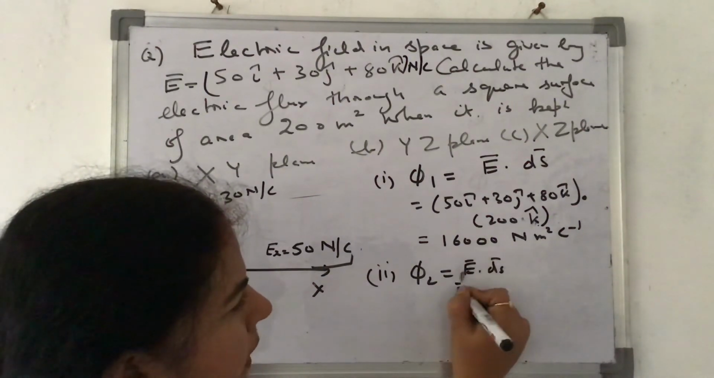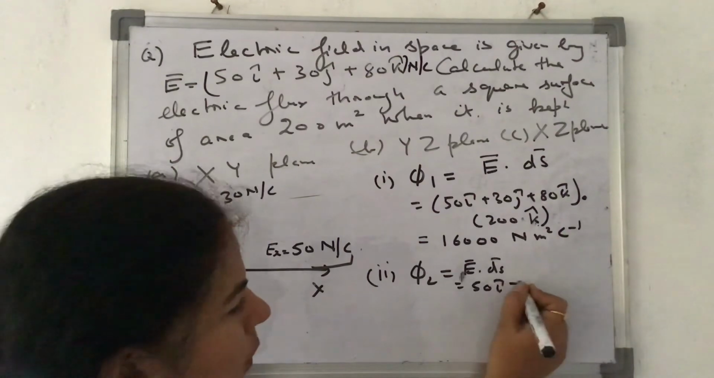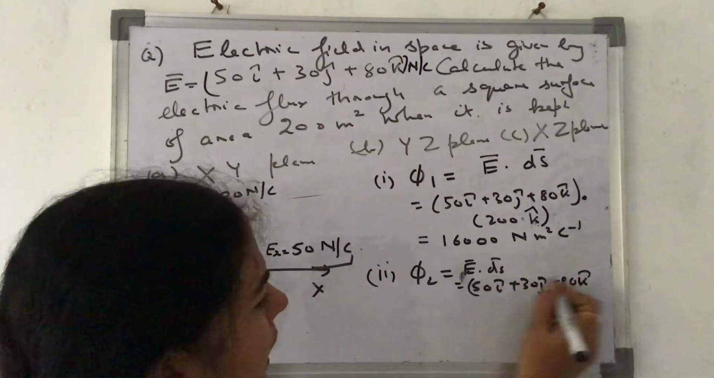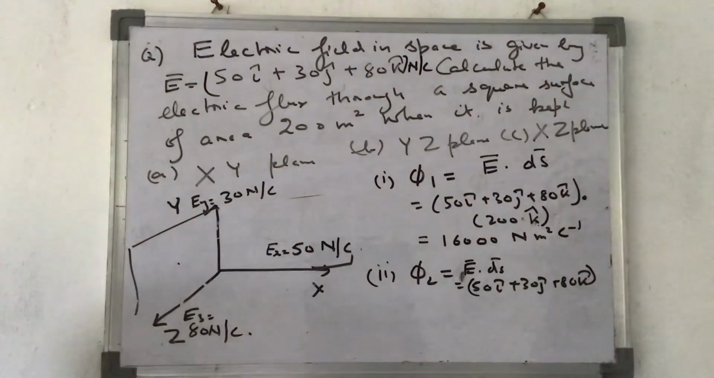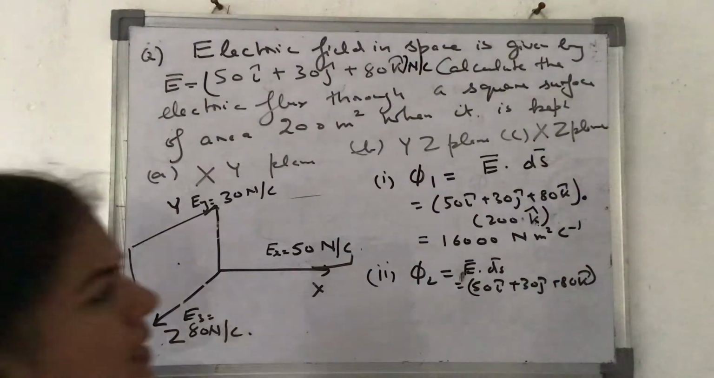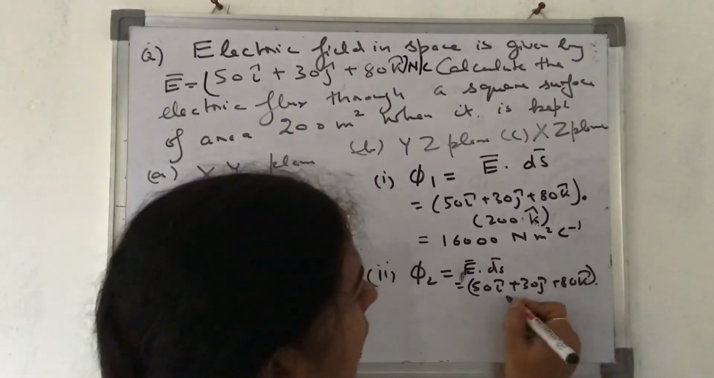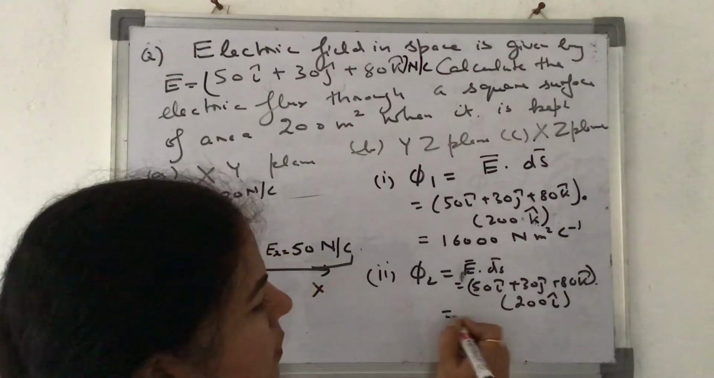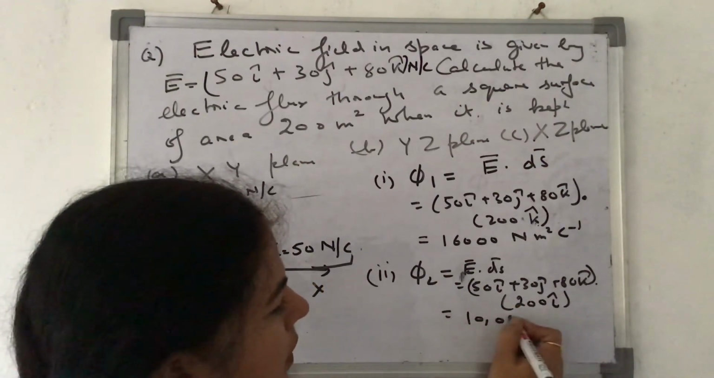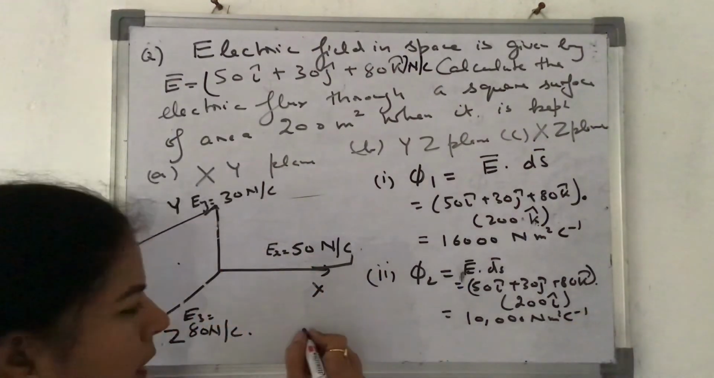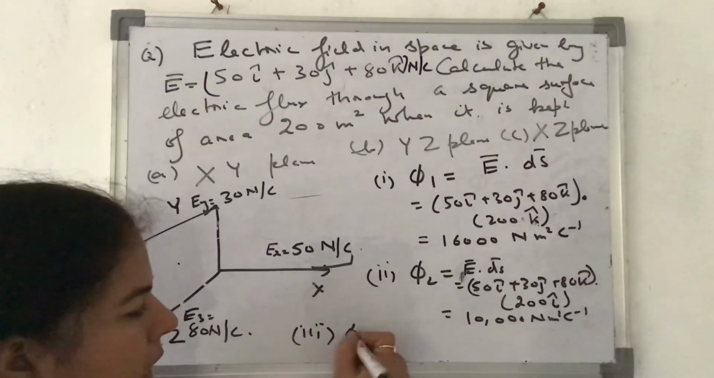Here which component is useful? 50I, 30J plus 80k, and as I discussed, this is YZ plane. YZ plane का डायरेक्शन कहाँ होगा? Along positive x axis. तो ये हो जाएगा डॉट अगेन 200 I. So this becomes 10,000 Newton meter square per coulomb. Third part is phi 3.